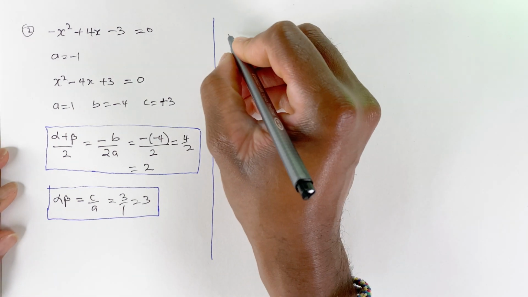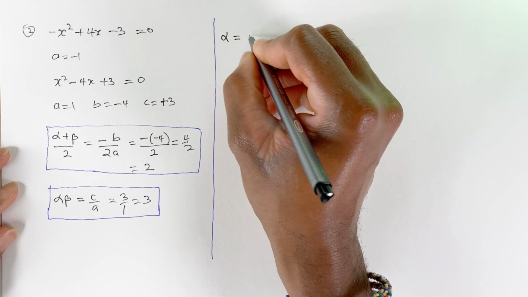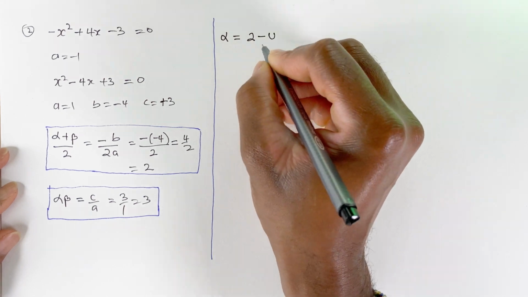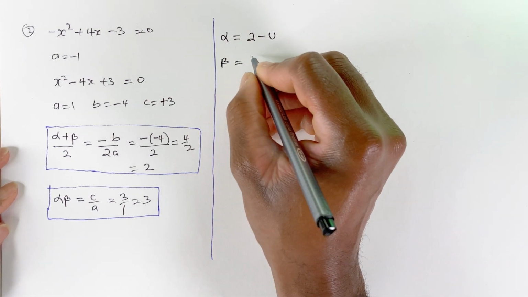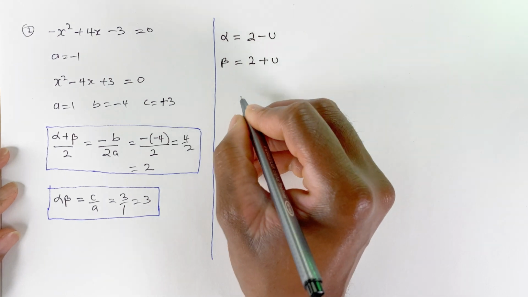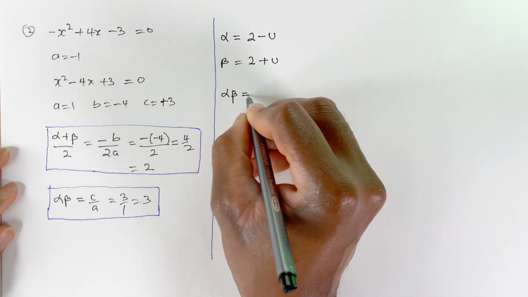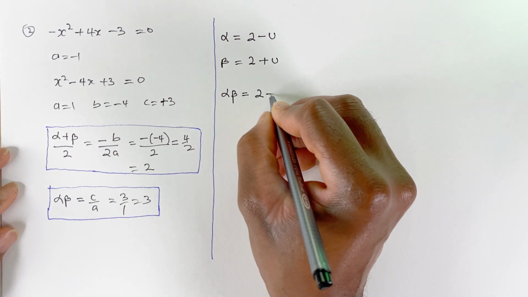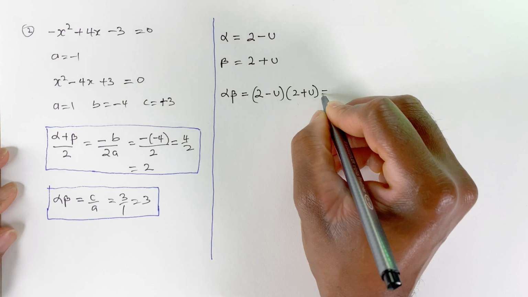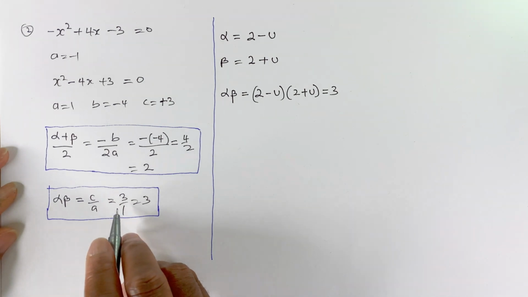Right, now I know what those are. So what I'm going to do is my alpha, the root, is going to be the average sum of roots, which is 2 minus u, and the beta will be the average sum of roots, which is 2 plus u. And then we're going to do alpha times beta, which is 2 minus u times 2 plus u, and that should be equal to 3, because alpha times beta equals c over a, which was 3.